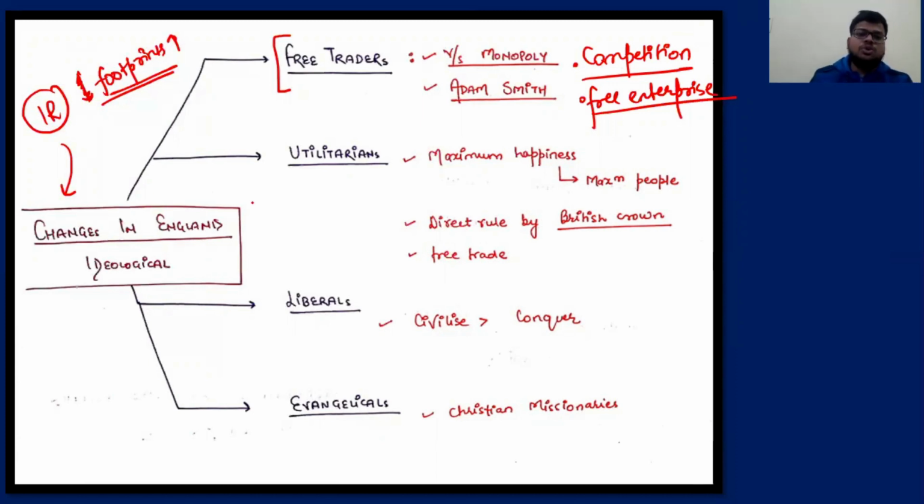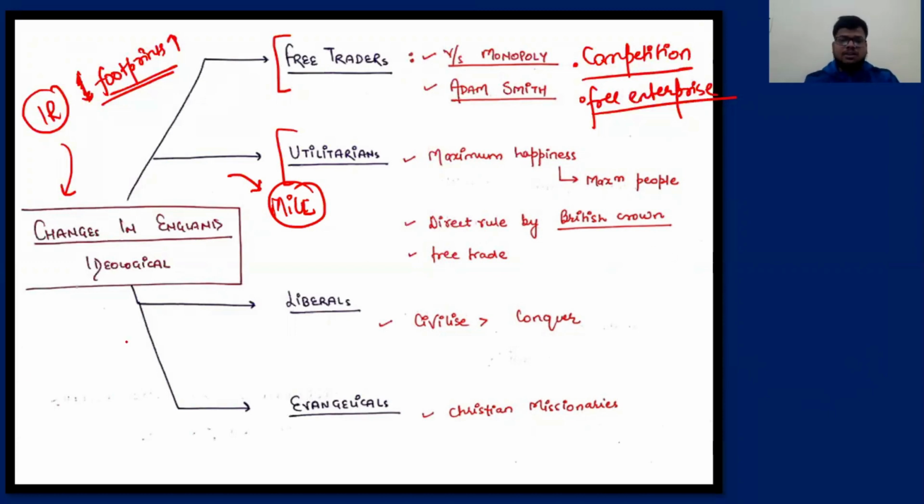Secondly, the idea of utilitarianism, especially led by John Stuart Mill. Before Mill, who was there? If you read in ethics, before Mill it was Bentham. Mill was the disciple of Bentham. Both Mill and Bentham believed in the idea of maximum happiness for the maximum people. And they believed that maximum happiness can come when, and only when, the British crown directly rules these colonies. When they use this free trade, then we will civilize these people.